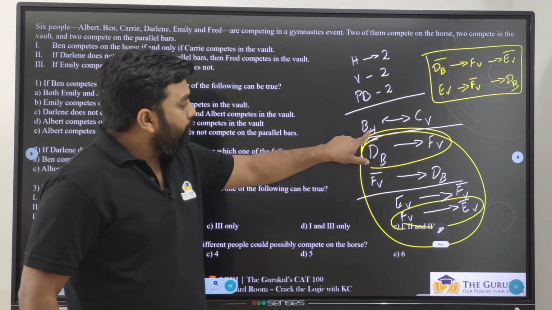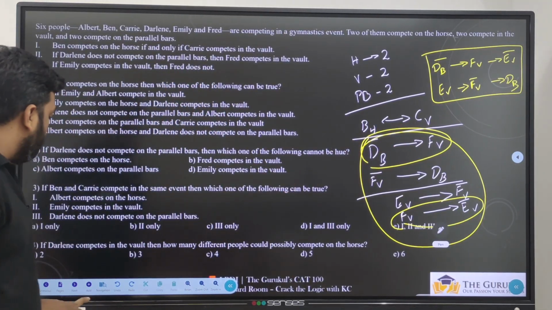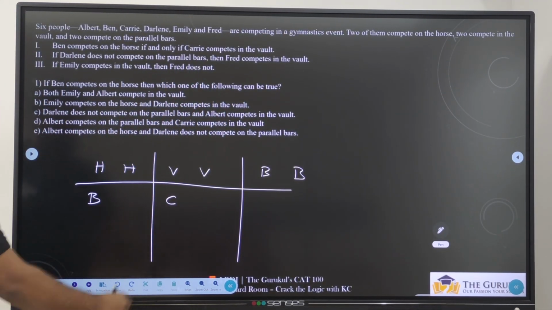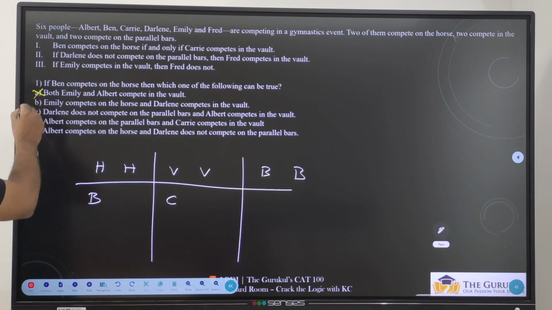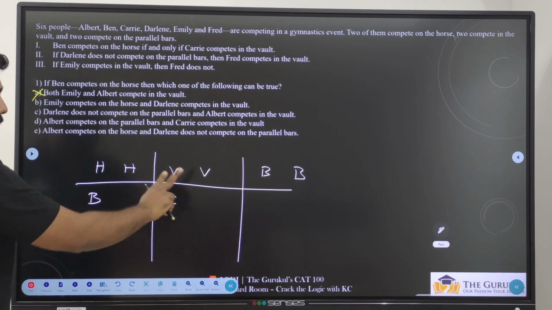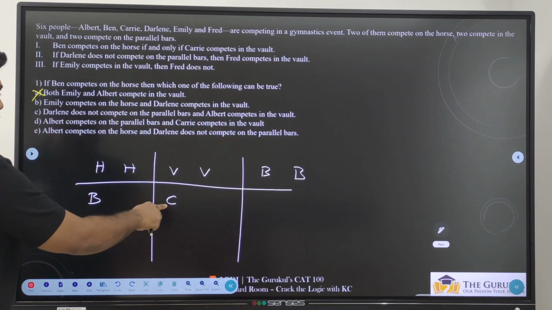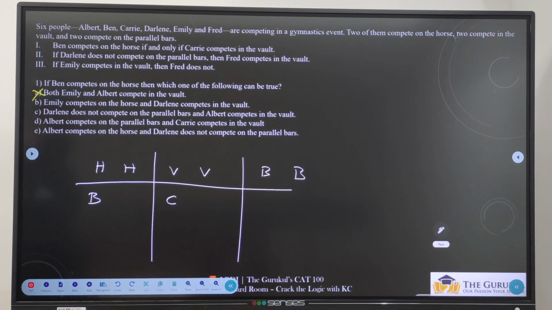Look at it here. If B is competing in horse, C should be competing in vault. So C is competing here. That is the first one. Okay. Then which of the following can be true? Okay, look at the statement 1. Both E and A compete in vault. This will not happen because E and A are 2 people. In vault there can be only 2 people, but already C is occupied. So that is not happening.